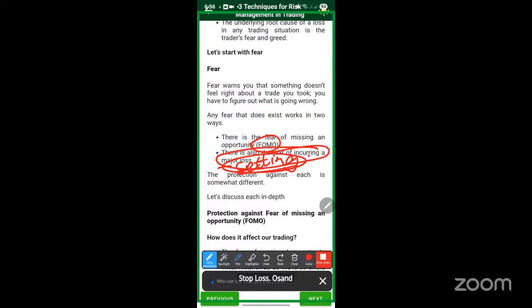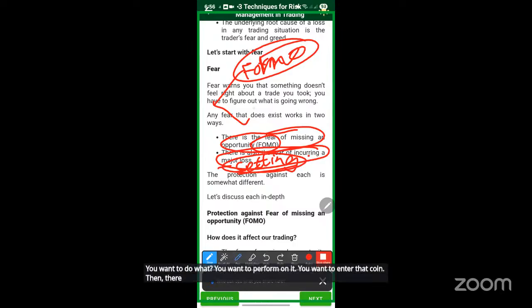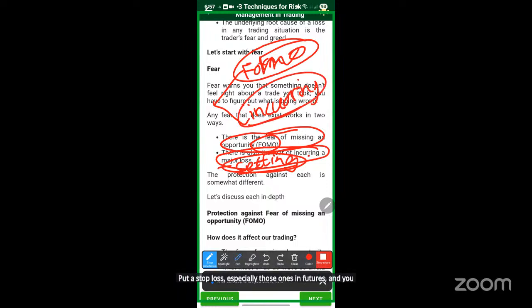That is a fear of incurring a major loss. Then there is also fear of missing out. So fear, you can get fear in two ways. You can get fear of missing out when you see that the coin is pumping and you feel that you want to enter that coin. Then there is a major fear of incurring a loss when you find that you didn't put a stop loss, especially those ones in futures, and you see that your coin is taking a lot of money. You understand? So those are the two fears. But let's discuss the two in detail.